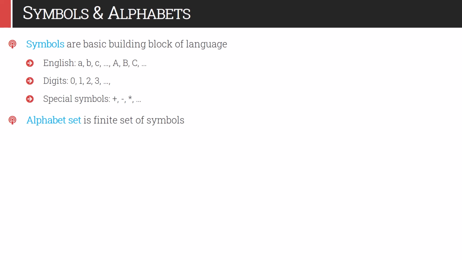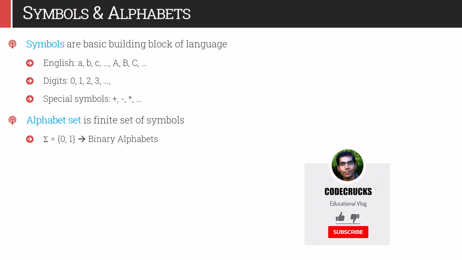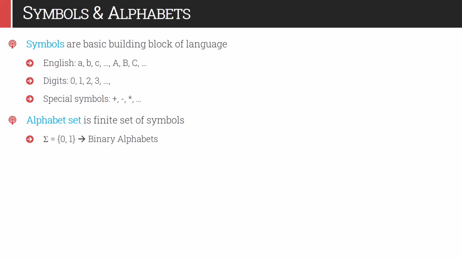An alphabet set is a finite set of symbols. So all the languages are defined over a finite set. So we have to fix what the set will be. This alphabet set is typically denoted by sigma. Sigma is equal to {0, 1}. That defines the binary alphabet. If we want to construct the binary language, then we have to use two symbols only, 0 and 1. So that is the alphabet set for the binary language.